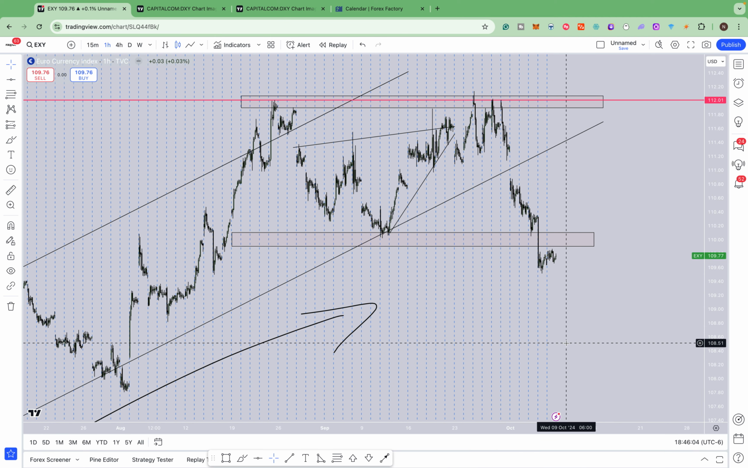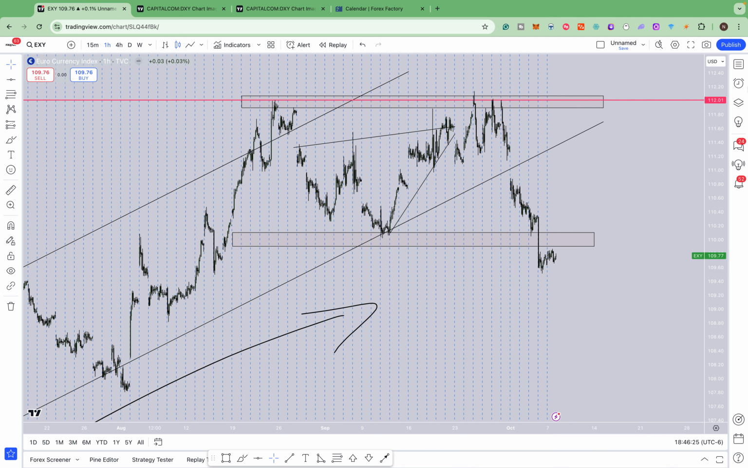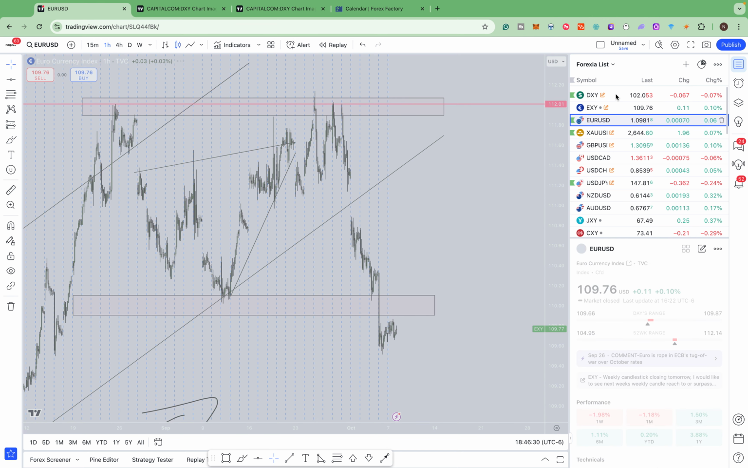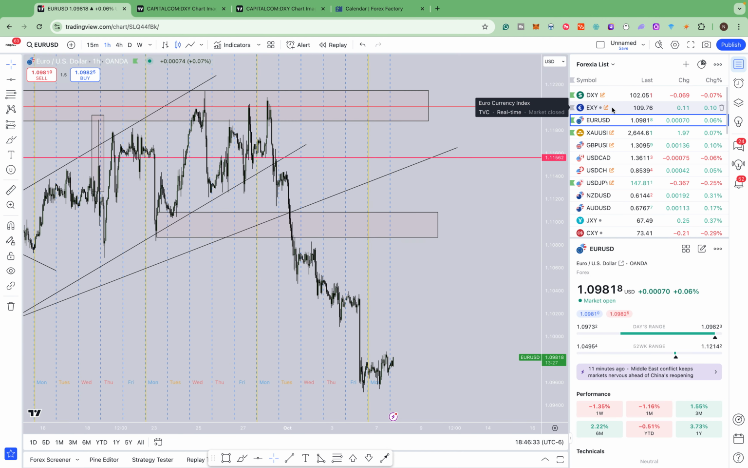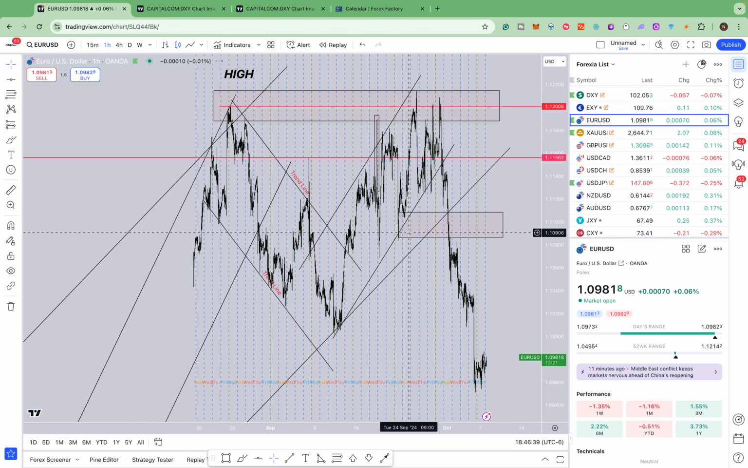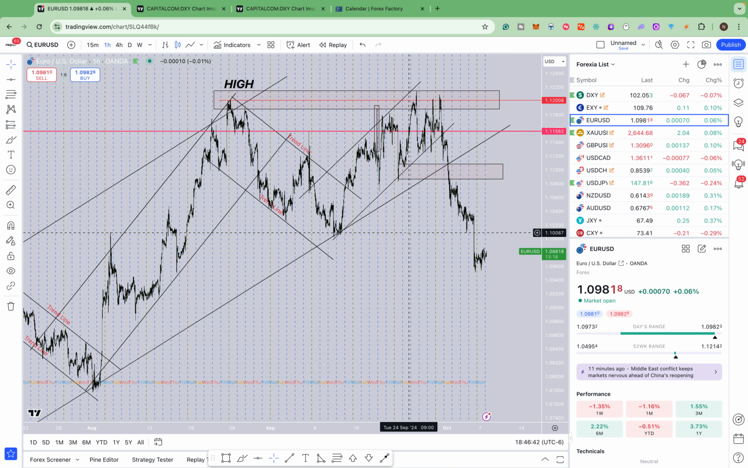So notice how all of this combines, okay? Notice how we're just using all of these different combinations, different confirmations, different indexes to give us an actual top-down analysis of what is going to happen on the euro US dollar. So combining the dollar index with the euro index with the euro US dollar, we get an extremely well-versed understanding of what is happening.